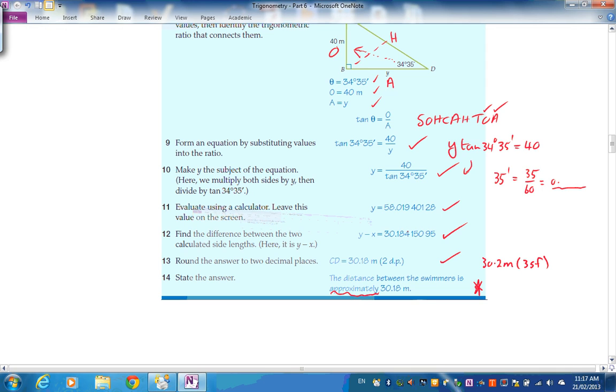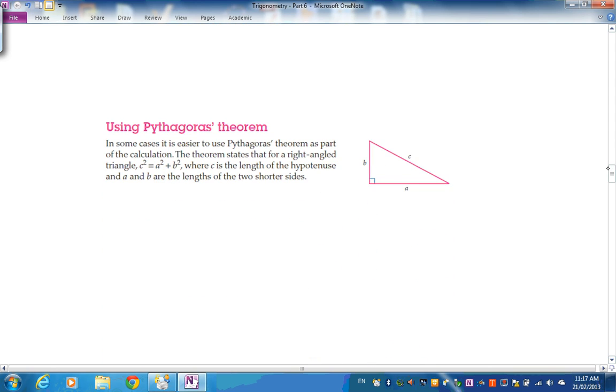So that's another variation on the go-between ones, where you needed x because in the big triangle you had to take it away from that final length there. All right, let's have a look now at this comment.